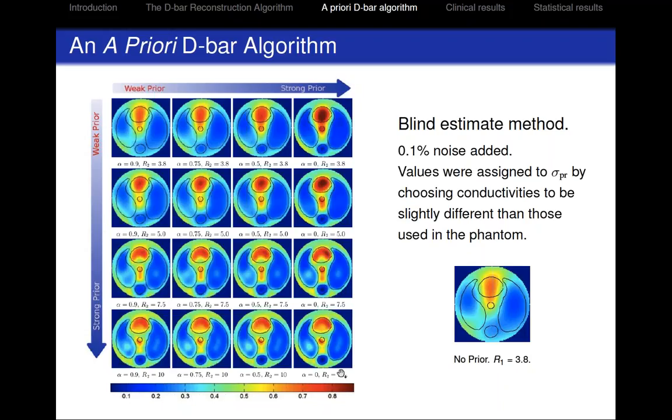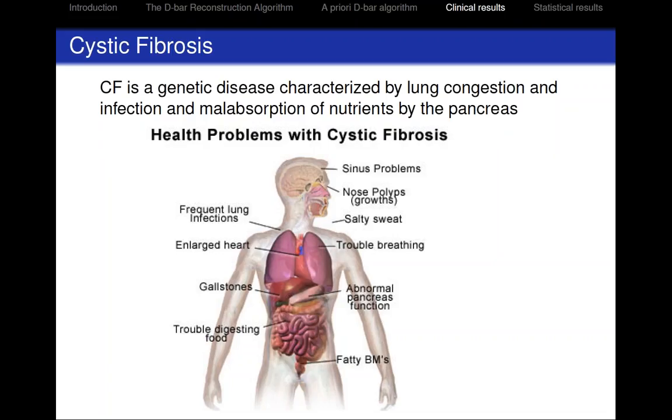Okay, I want to make sure I have a little bit of time to talk about clinical results. We're looking at patients with cystic fibrosis in collaboration with doctors at Children's Hospital. Patients with cystic fibrosis have a whole suite of health problems. It's a genetic disease characterized by lung congestion and infection and malabsorption of nutrients by the pancreas. In fact, the body can't properly process salt, and this lack of ability to metabolize the salt causes the mucus to be sticky instead of slippery, and results in all kinds of problems.